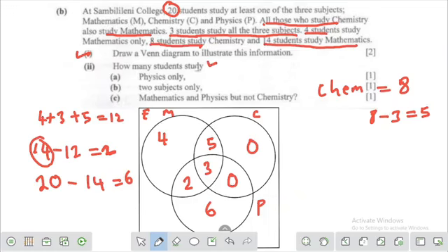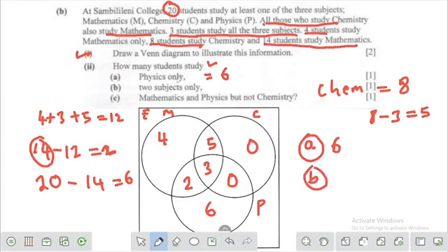How many students study physics only? So, physics only is this 6 right here. So, students who study physics only is equal to 6. Then we come to the other question. For question A, we have said students who study physics only. There are 6. Now for question B, which is this question right here.